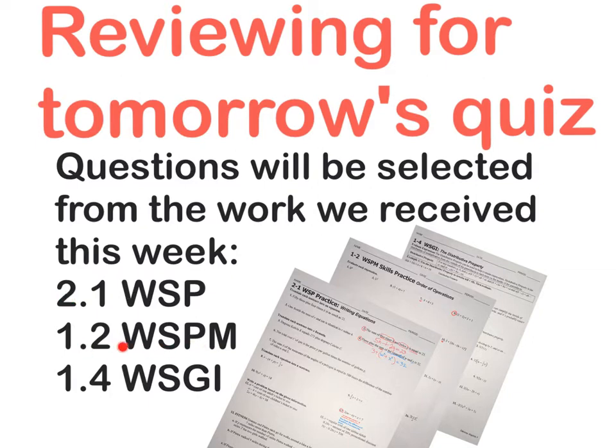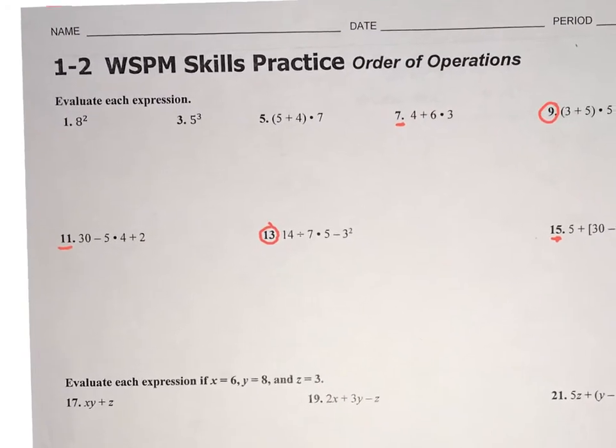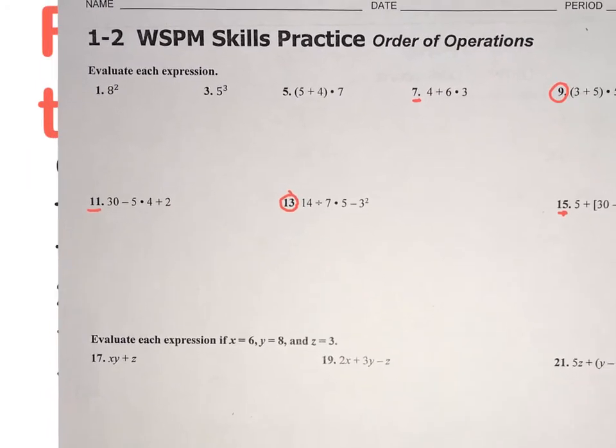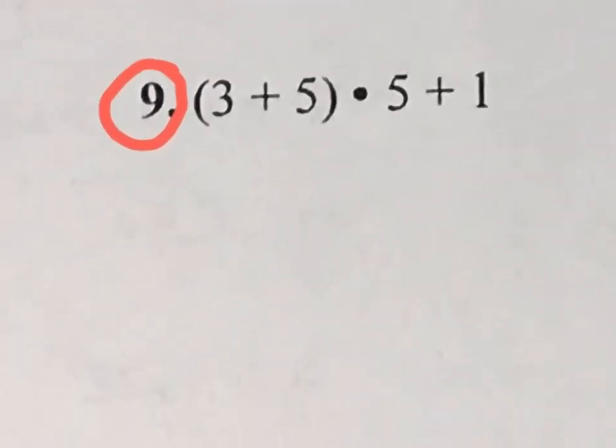Let's look at 1.2 WSPM. I gave that to you yesterday as well as more practice on order of operations, PEMDAS. So this is the worksheet 1.2 WSPM, more practice on PEMDAS. So let's take a look at number 9.